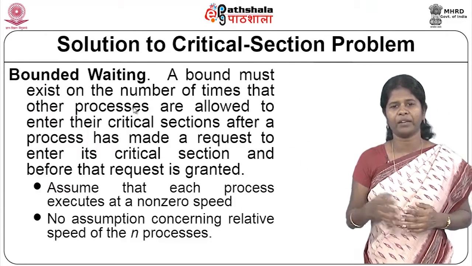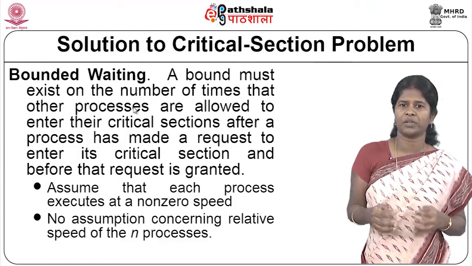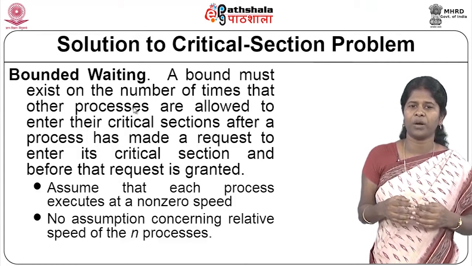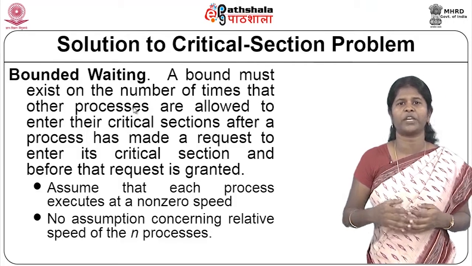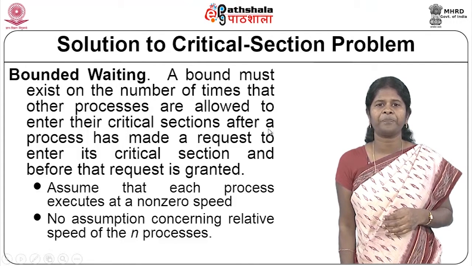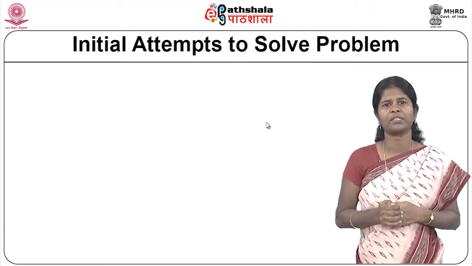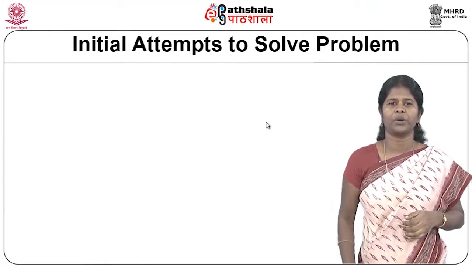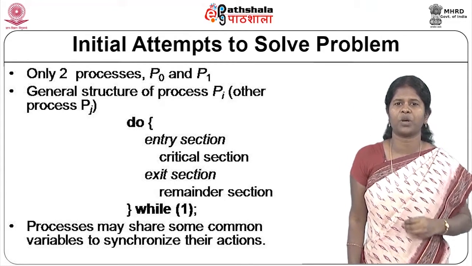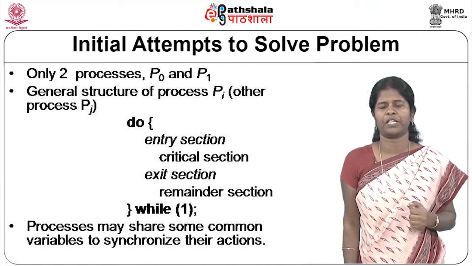Here we assume that each process executes at a non-zero speed, and there is no assumption concerning the relative speed of the different processes. All these are assumptions that have been made, and many attempts have been made to solve this critical section problem. We will look at one attempt, which was the initial attempt.